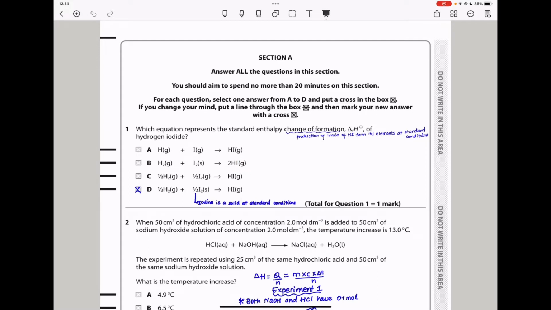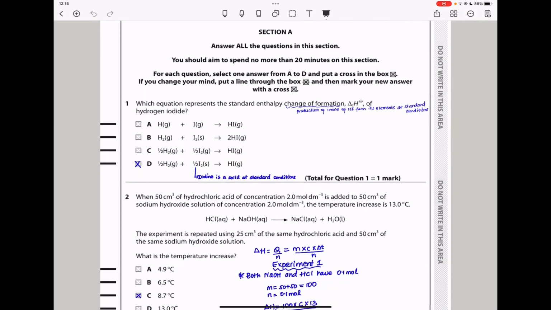For C, we can see 1 mole of hydrogen iodide is produced, however, hydrogen is a gas, but iodine is not a gas at standard conditions. So D is the only correct answer because iodine is going to be a solid, hydrogen is a gas, and 1 mole of hydrogen iodide is produced. So that is our answer.